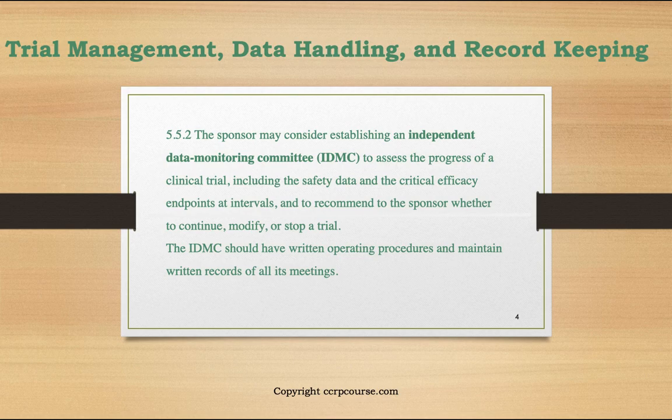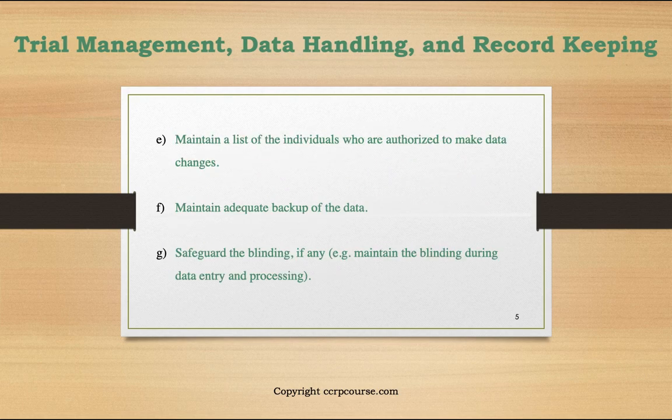The IDMC should have written operating procedures and maintain written records of all its meetings. They should also maintain a list of individuals who are authorized to make data changes, maintain adequate backup of the data, and safeguard the blinding, if any, such as maintaining the blinding during the data entry and the processing.